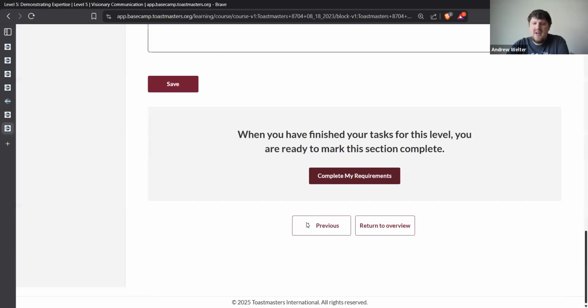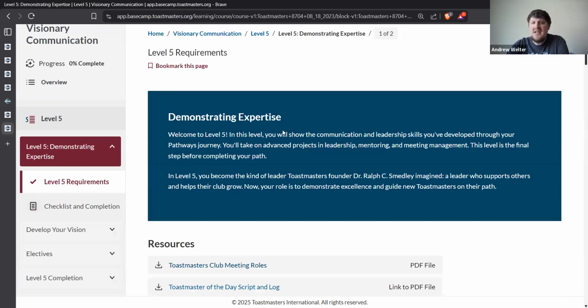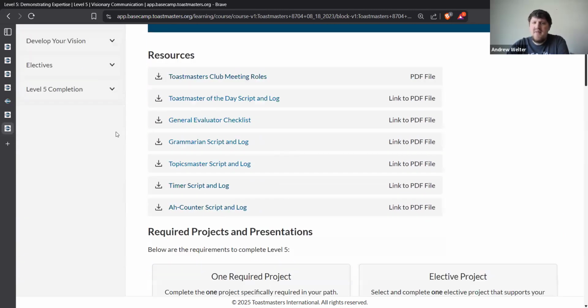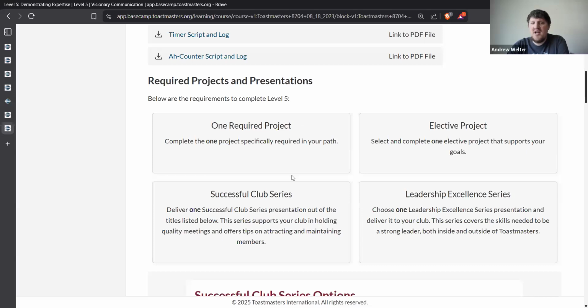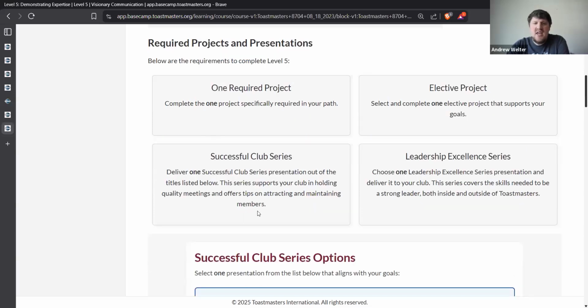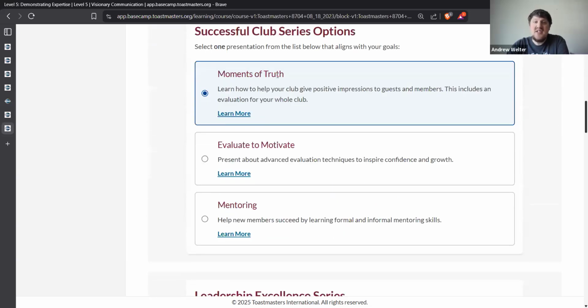And level 5 is about the expertise. So again, a little blurb. They've thrown all the resources here, so you have them all in one spot. Again, you have the one required project, the elective project. You have one from the Successful Club series, and then the Leadership Excellence series. You have to do one project. If you can see the Successful Club series, it's one of 3.